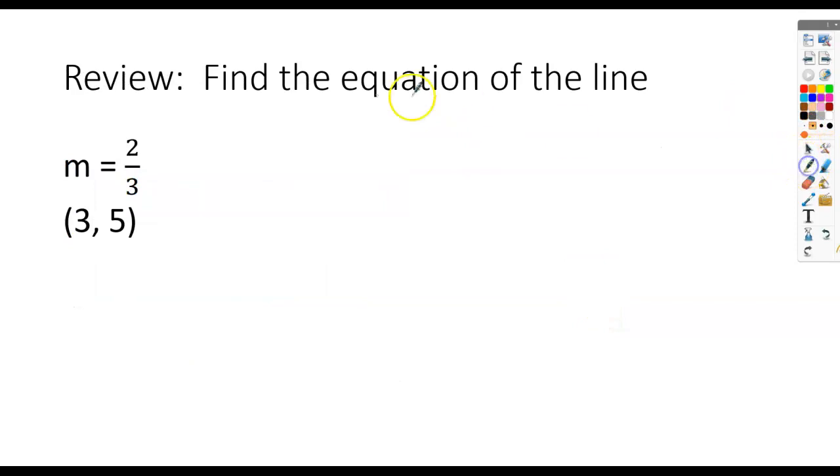Before we do, let's review how to find the equation of a line. Now, some of you guys might have learned a way to do this in a lot of different ways, but I'm just going to go with what I believe to be the easiest way for our class here, which is to use this thing called the point-slope formula. It looks like this.